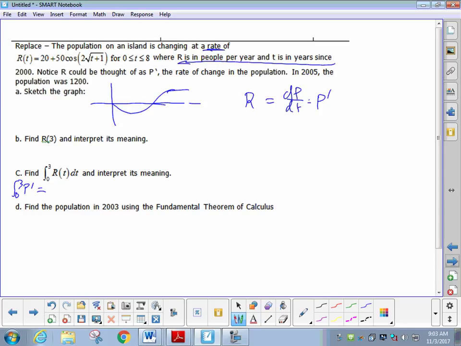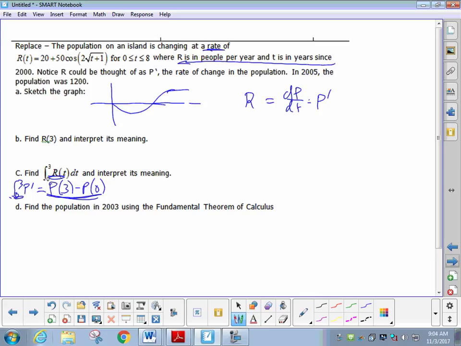If R is the same as P prime, then by fundamental theorem I take the antiderivative. What's the antiderivative of P prime? P at 3 minus P at 0. That then picks up another fourth of the people. This, kind of weird. This, getting there. But this, I can look at that and know what's going on. That's change in population from 2000 to 2003.